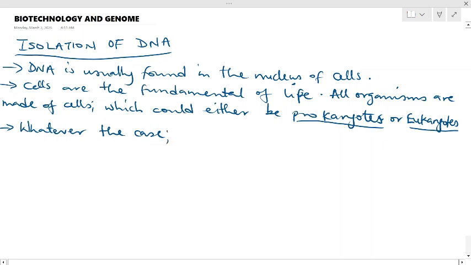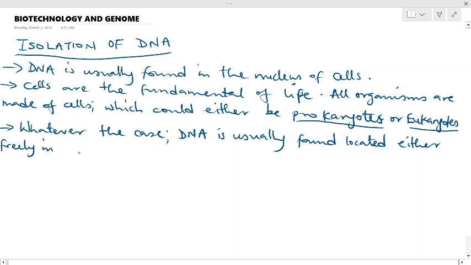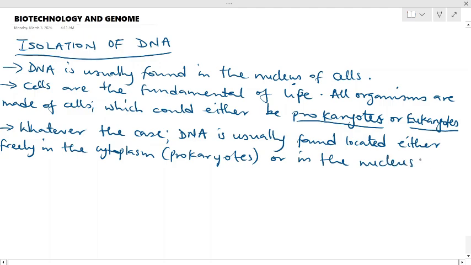Whether eukaryotes or prokaryotes, DNA is usually found located either freely in the cytoplasm, in which case you could call them prokaryotes, or in the nucleus, in which case you can call them eukaryotes. So, prokaryotes and eukaryotes.